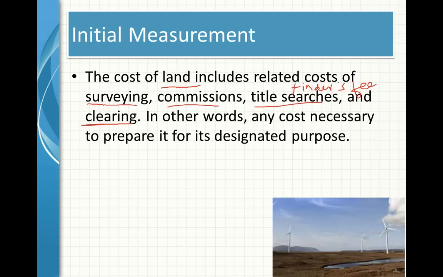So the land may not be in a good position, plus grading. So please write land cost includes surveying, commissioning, finder's fee, clearing, grading.